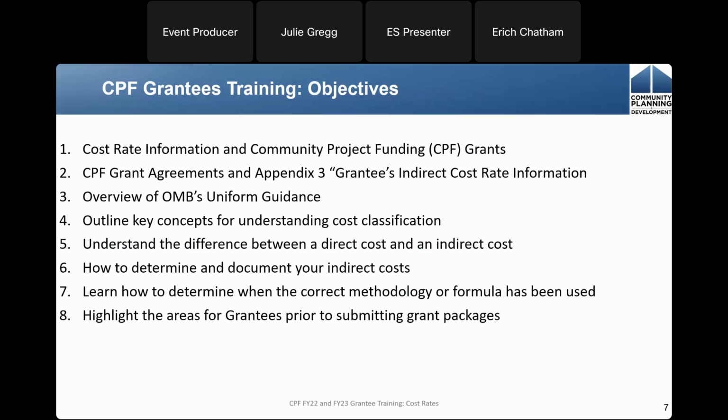So for today's specific training objectives, we will look to review cost rate information for community project funding grants. Specifically in your grant agreements on Appendix 3, we're going to look at grantees' indirect cost rate information. We'll do an overview of the Office of Management and Budget's uniform guidance for cost and cost controls.